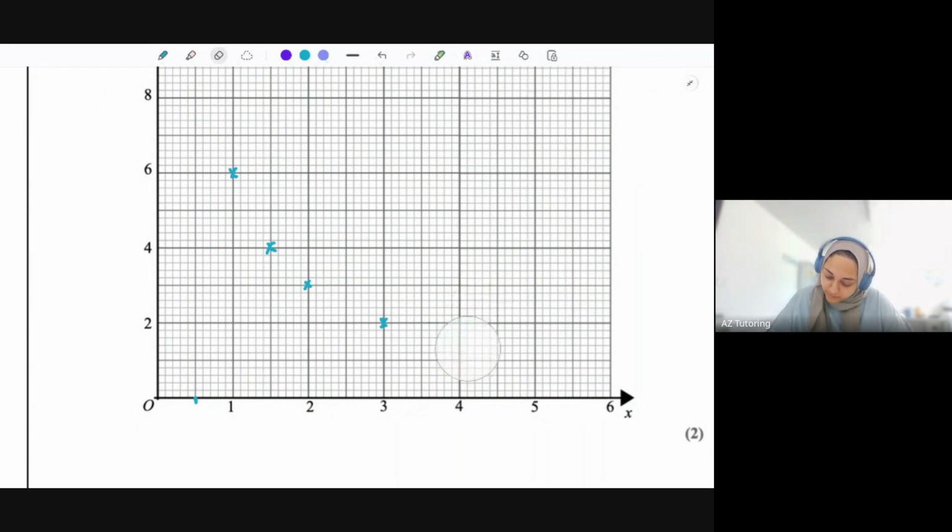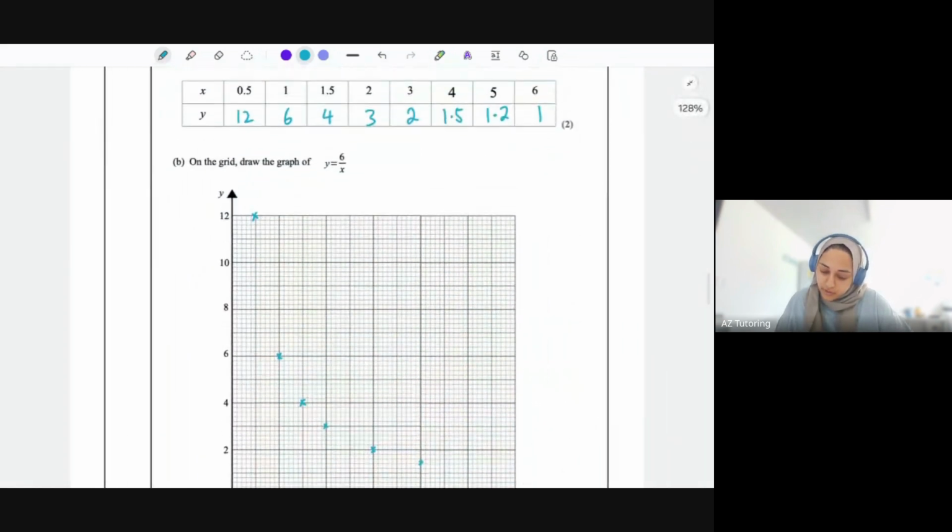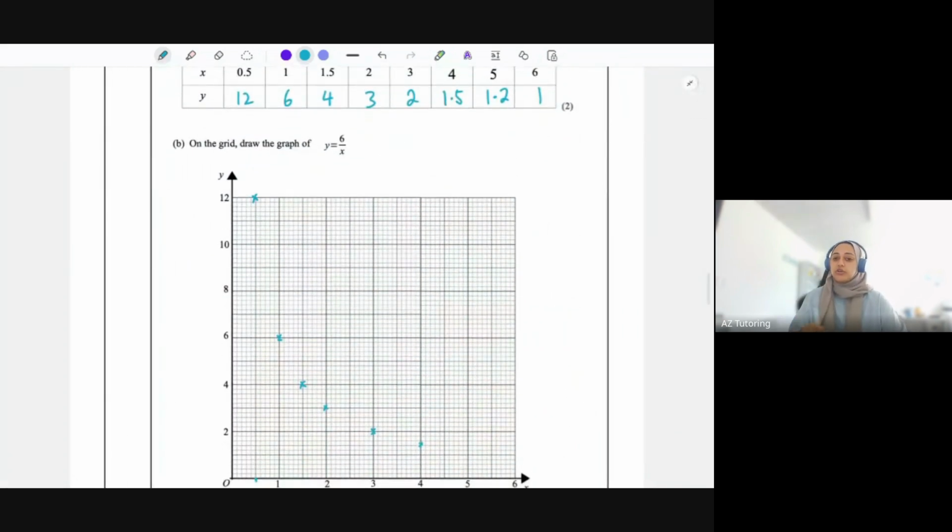So let's rub that out. 1.5, so roughly here. I've seen a lot of kids just draw it on and just guess where it is, but the examiner doesn't want that. They want you to actually plot it as accurate as possible. We've got 5, 1.2, so 5, 1.2 is here, and we've got 6, 1, which is here.